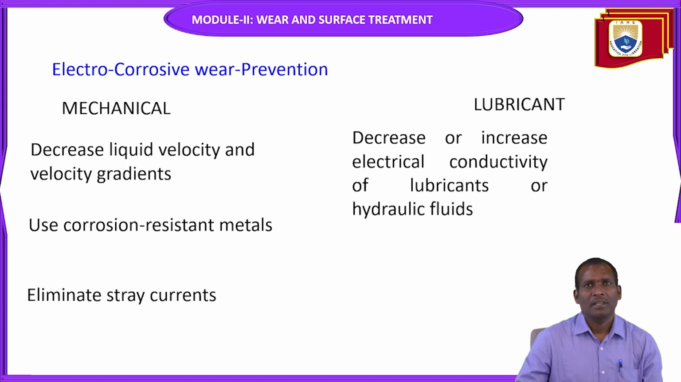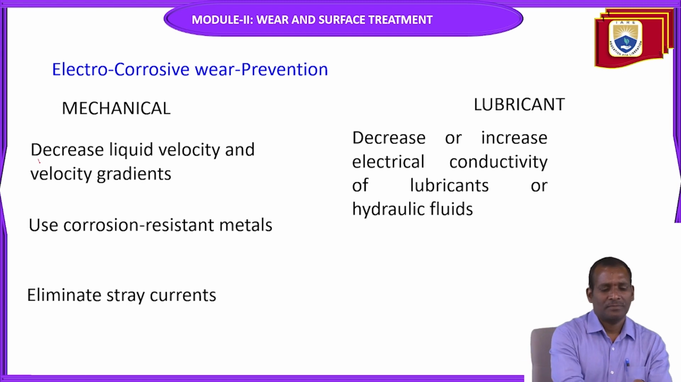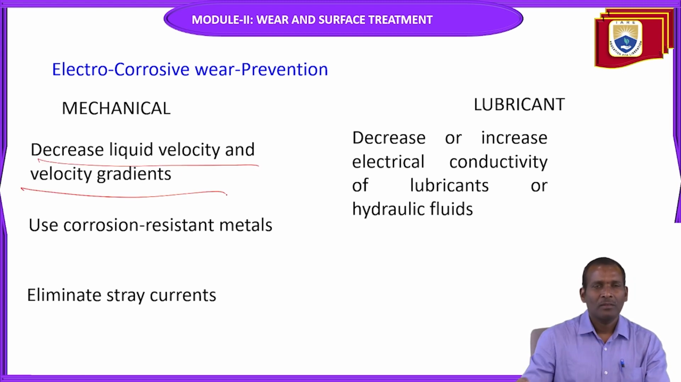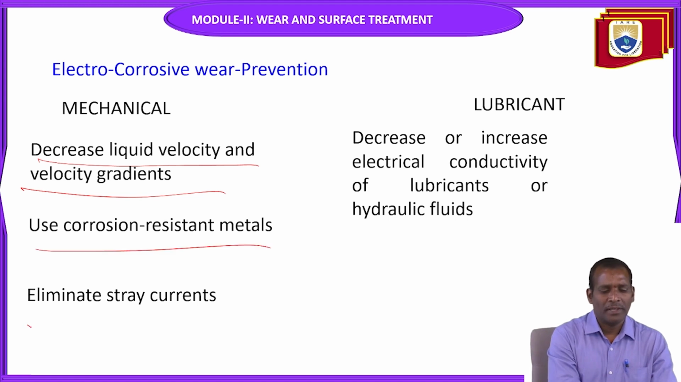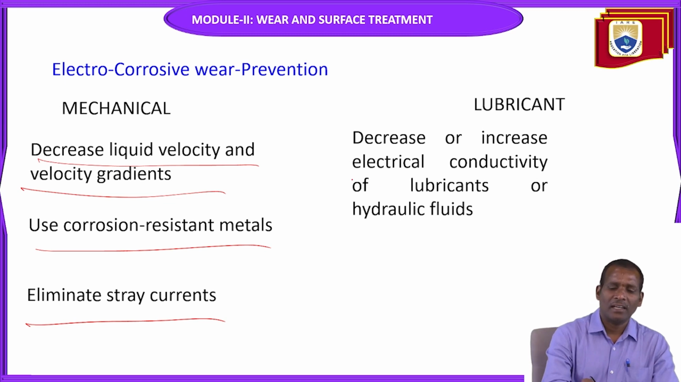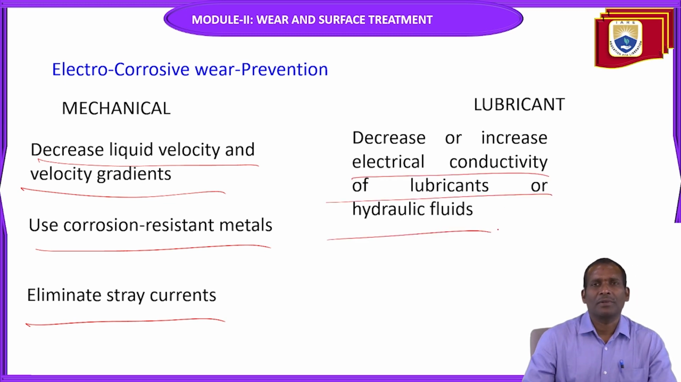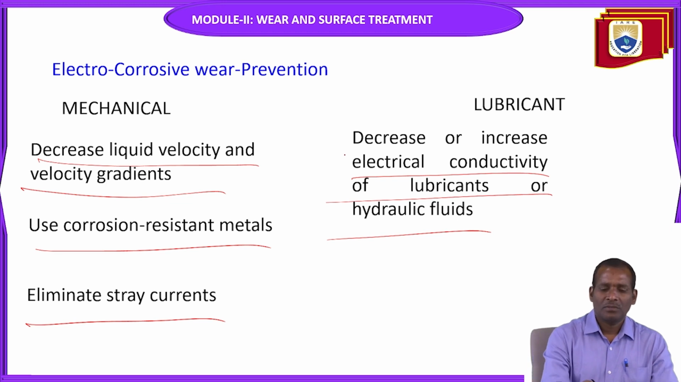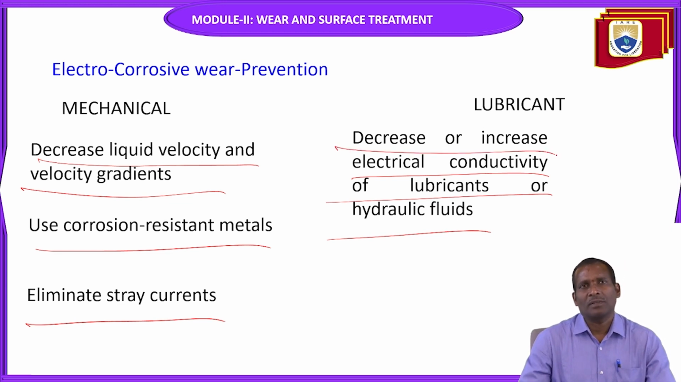How to prevent? One is decrease liquid velocity and velocity gradients. First, decrease liquid velocity and then use corrosion resistant materials and then eliminate stray currents. Lubricant point of view, decrease or increase electrical conductivity of lubricants or hydraulic fluids. So decrease the electrical conductivity or you can increase the electrical conductivity. That depends upon the type of metal.